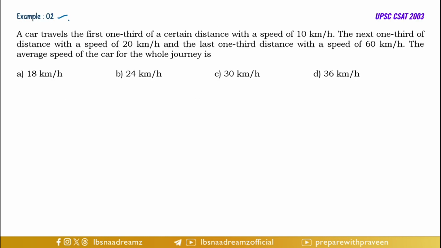Example 2. A car travels first 1/3 of a certain distance with a speed of 10 km per hour, the next 1/3 of the distance with the speed of 20 km per hour, and the last 1/3 distance with the speed of 60 km per hour. So the average speed of the car for the whole journey is, so we have to find the average speed.